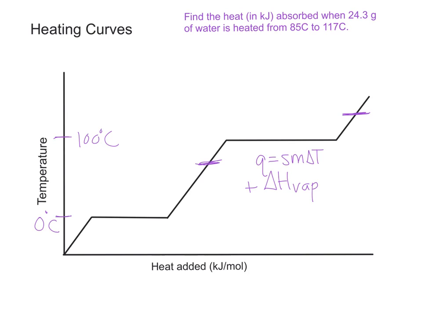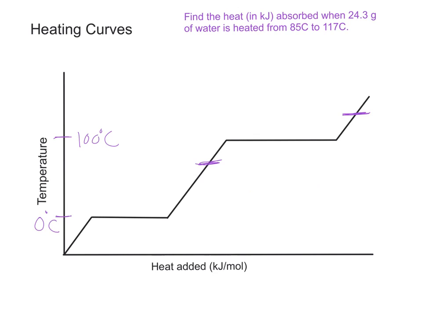So in solving this problem, we'll be using the Q equals SM delta T to figure out how much heat is needed to raise the temperature of the water this many degrees, and how much heat is needed to raise the temperature of the water when there's a delta T of 100 to 117. Okay, and we're also going to need the amount of heat that it takes to convert this many moles in 24.3 grams of water from the liquid phase into the gas phase. So now let's try it.